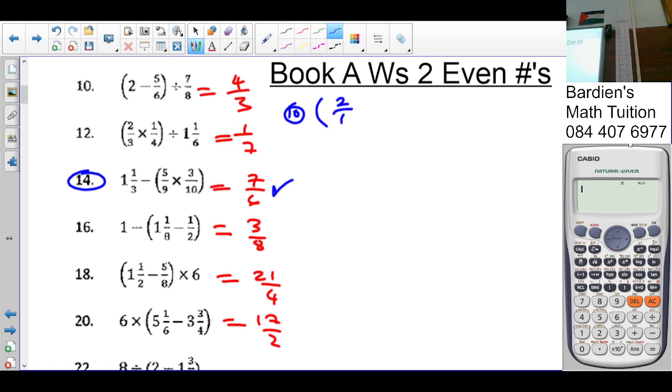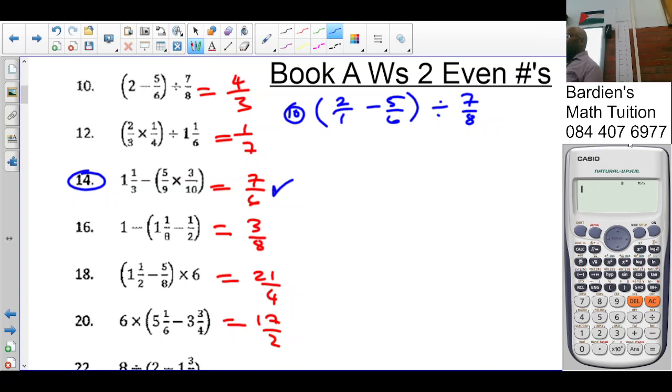Right, so it's 2 over 1 minus 5 over 6, divided by 1 over 8. And then it's 7 over 8. So see if you wrote a 1 or 7. You wrote 7 or 1? The 1. So that is your mistake in the sum. Okay, who else got number 10 wrong? You wrote 7 over 8.